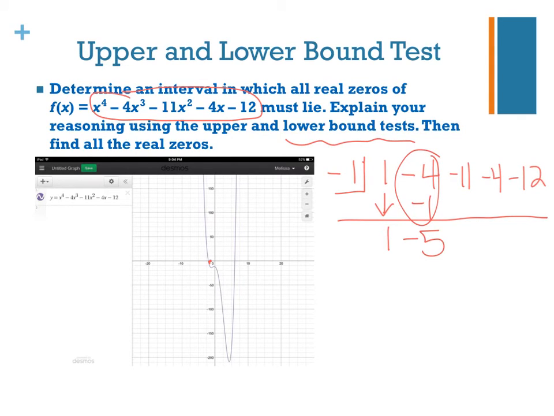And what we're looking for, just as a reminder, in the lower bound is for the numbers at the bottom here to be alternating between non-positive and non-negative. Zero is neutral, and we can count 0 as either non-negative or non-positive. So far, it looks like my numbers are alternating between non-negative and non-positive, because 1 is positive and negative 5 is obviously negative.